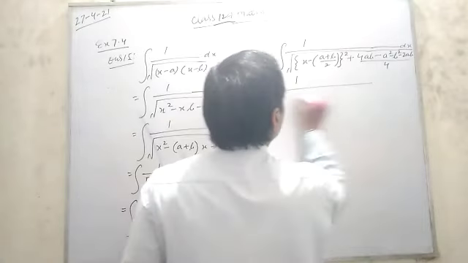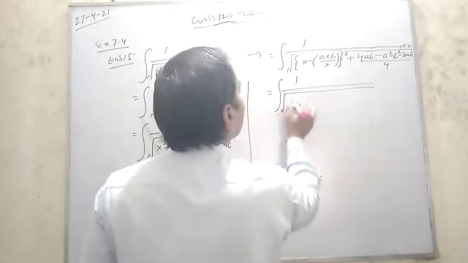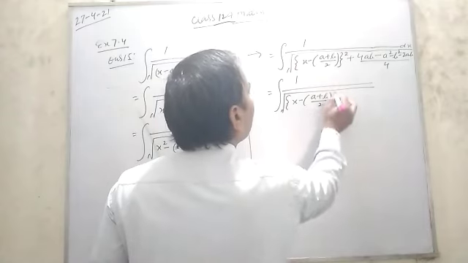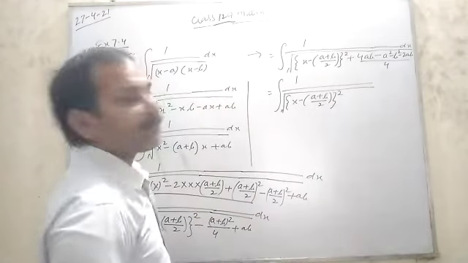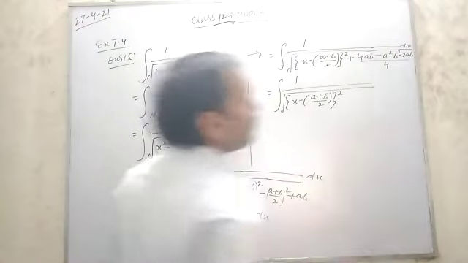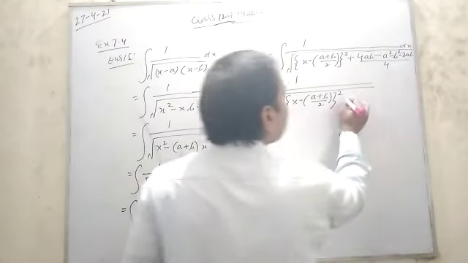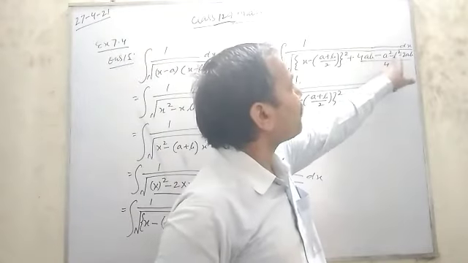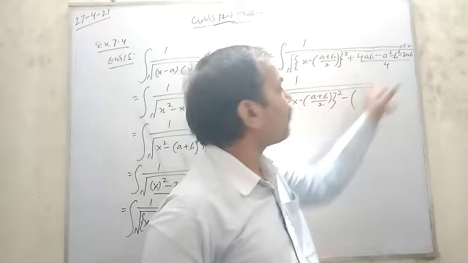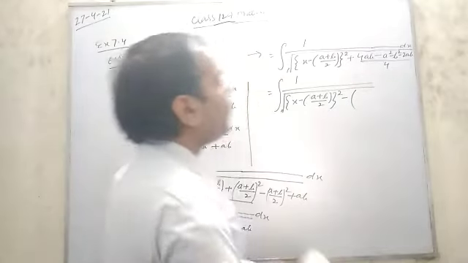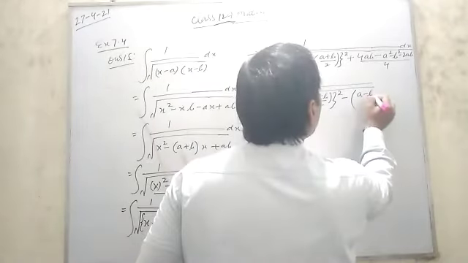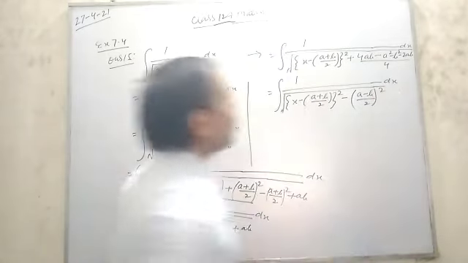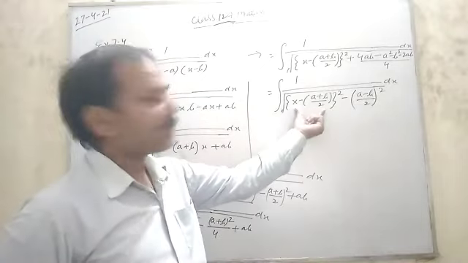So 1 upon under root x minus (a plus b) by 2 whole square. Okay, and this 4ab minus 2ab, so plus 2ab, so minus take common. So minus take common, then what will be a square plus b square, and there plus 2ab, so minus take common, so minus 2ab means this will be (a minus b) upon 2 whole square. Clear? So now this, suppose t.